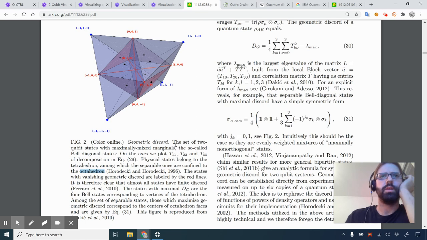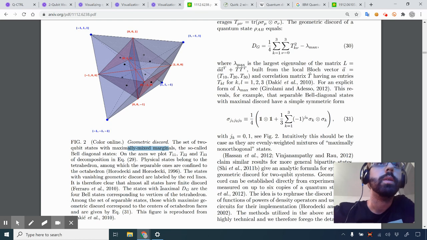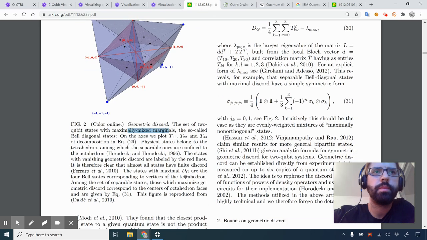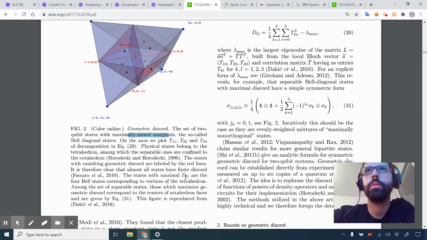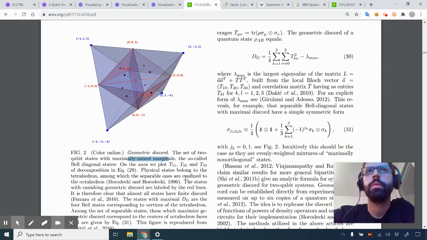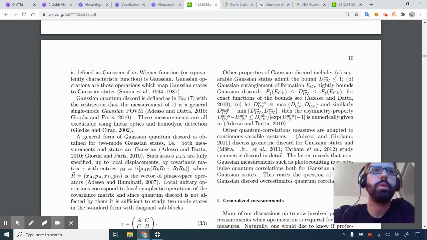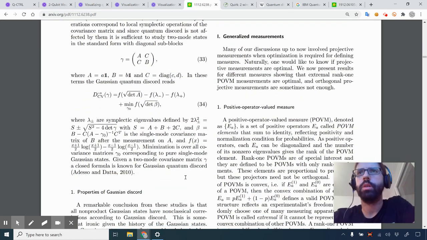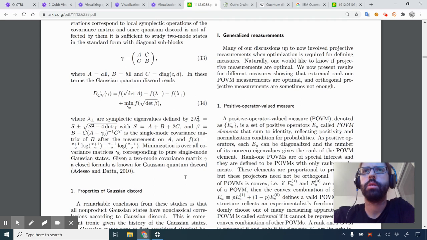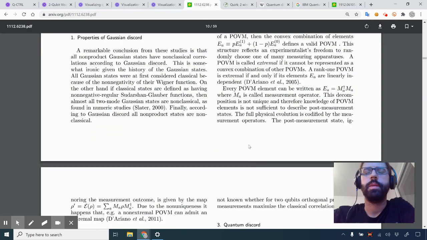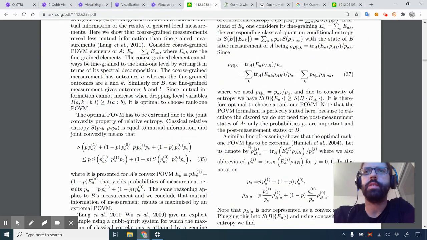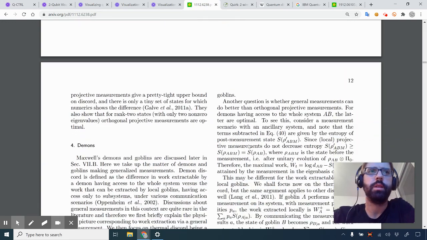Bell diagonal states. The set of two qubit states with maximally mixed marginals, the so-called Bell diagonal states, on the axes we plot T11, T22, and T33. Continuous variable discord, generalized measurement, some different possibilities. This is insanely technical. Demons and goblins on the same page.